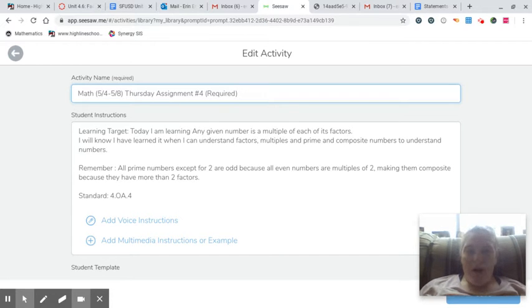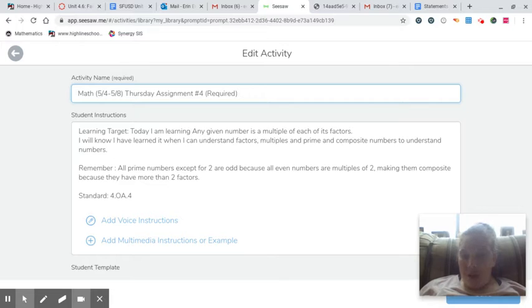So, our learning target today: I am learning any given number is a multiple of each of its factors. I will know it, I have learned it, when I can understand factors, multiples, and prime and composite numbers to understand the numbers. So we want to remember one thing, and this is more of a fun fact.